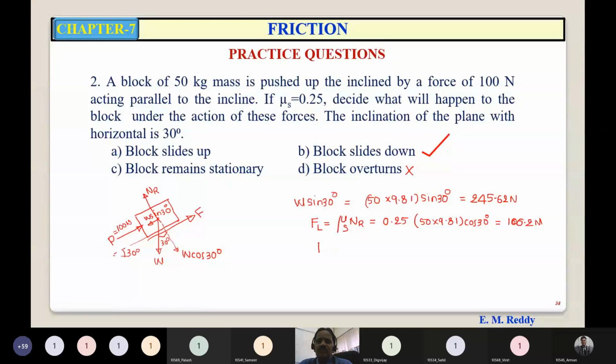And see, here the component of weight is 245 and we are applying 100 Newton. So what is the actual force required to maintain equilibrium? 245.62 minus 100, so 145.62. So we need to apply an additional force of 145.62 to maintain equilibrium. If this 145.62 is provided by the friction, then you can say that the body is in equilibrium. Are you getting my point? But the maximum friction force is 106 only, and we need this much force. So F is greater than F limiting. So it moves. Is it clear? So it is moving down the plane.